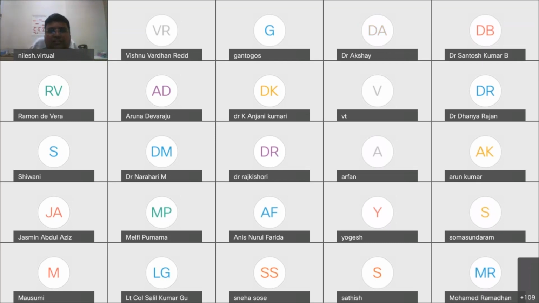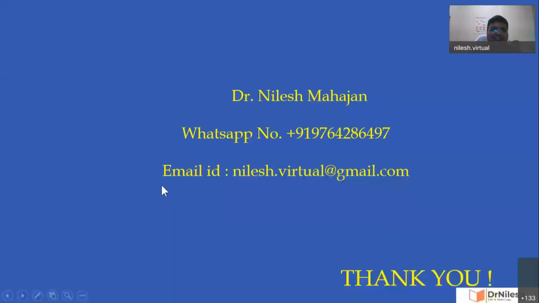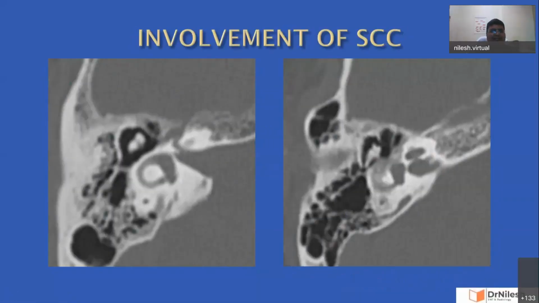Oh, this Korner's septum, 1 minute, Sriharsha. I again forgot to show you today. I actually wanted to show that. Somebody has again mentioned Korner's septum. So we'll go back to our scan.